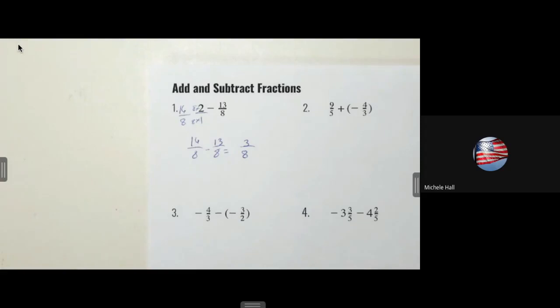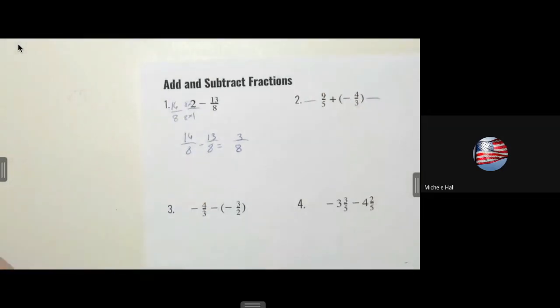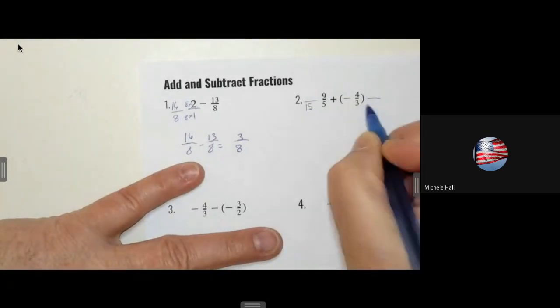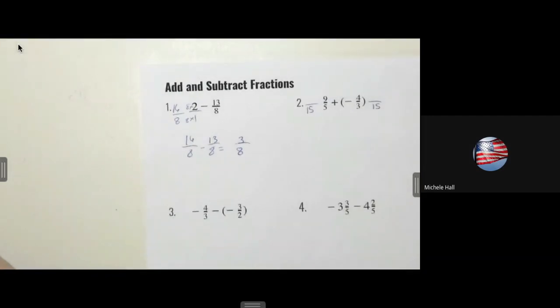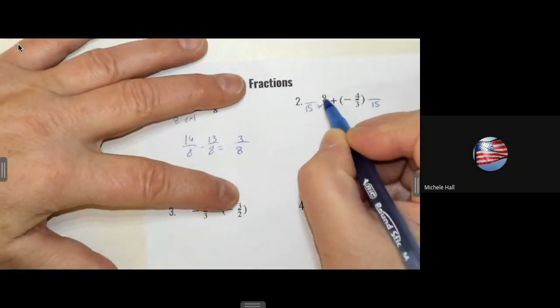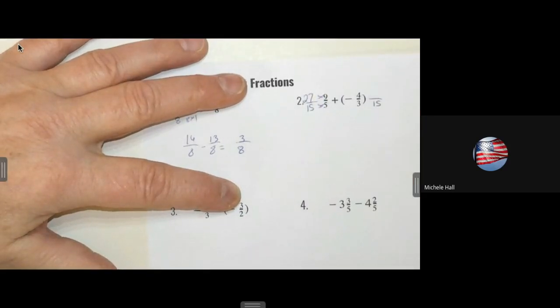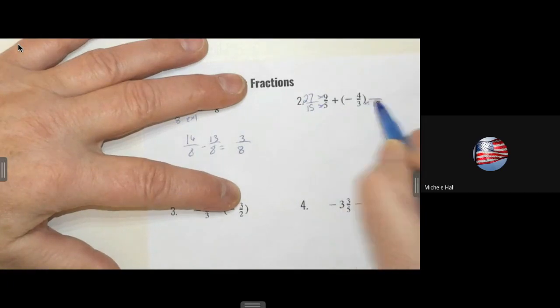Let's start with our common denominator first. Number 2, what's a common denominator for number 2? 15. Notice I left you enough room on both sides so you can make the fractions right next to it. So 15 is the common denominator. Adjust your numerators. So 5 times 3, so 9 times 3 is 27. 3 times 5, so 4 times 5 is 20.